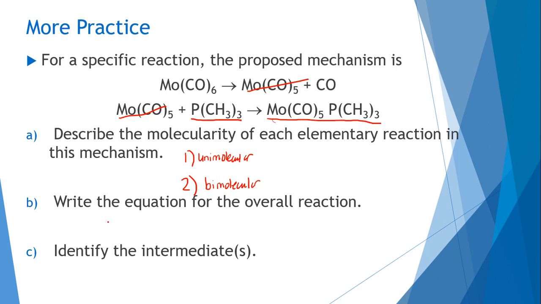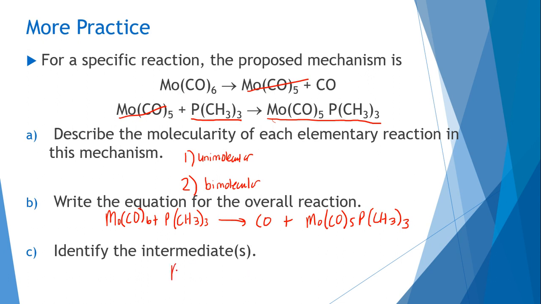So here we're going to rewrite the overall reaction. Let's rewrite what I have left over on my reactant side. And then we're going to write what we have left over on my product side. Then we need to identify our intermediate. Again, here this one was formed and then it was immediately used up. So MoCO5 would be considered my intermediate.